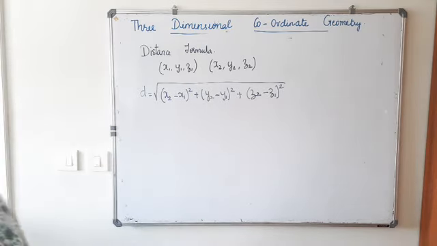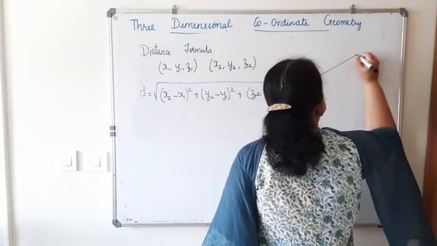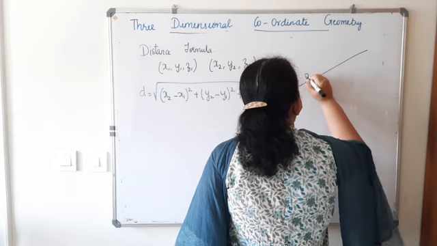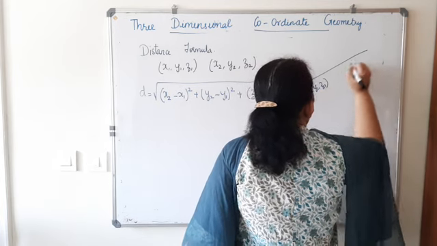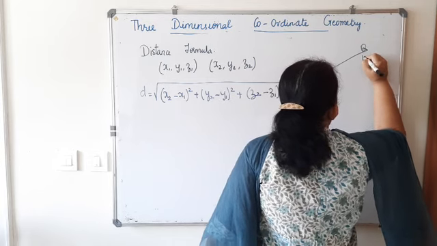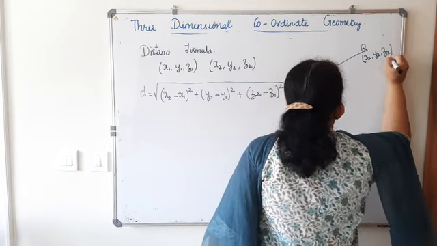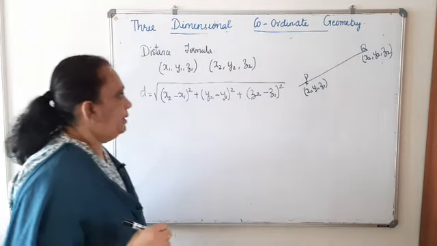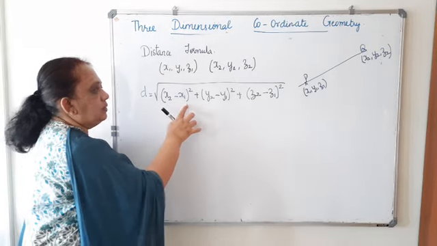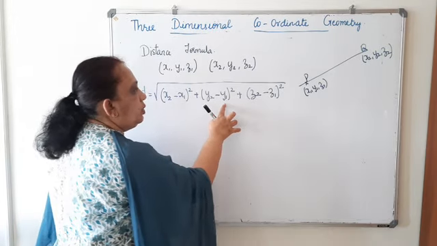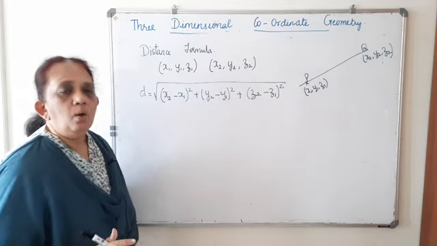There are 2 points, and what is the distance between them? Let us consider the 2 points P(x1, y1, z1) and Q(x2, y2, z2). What is the distance between these 2 points? It is d equal to root of (x2 minus x1) the whole square plus (y2 minus y1) the whole square plus (z2 minus z1) the whole square.